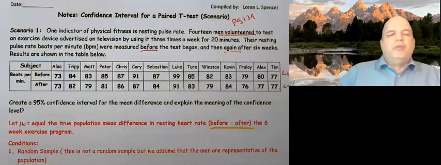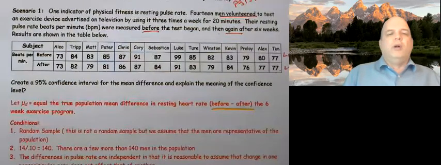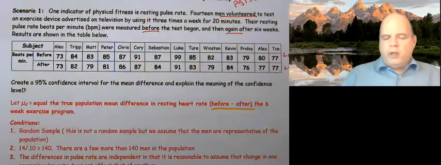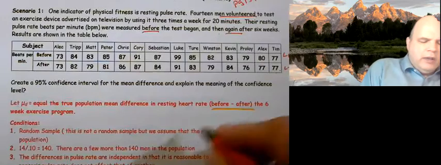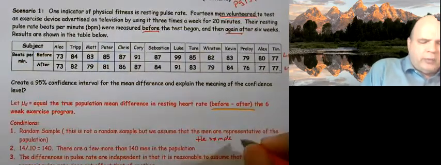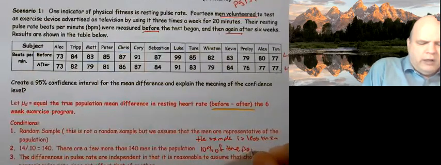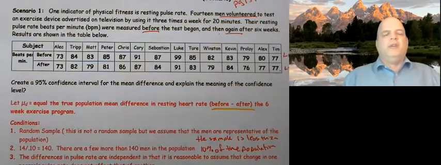Our sample size was 14. 14 divided by 0.10 is 140. There are a few more than 140 in the population, so the sample must be less. In this case, the sample is less than 10% of the population. Once again, I did these same conditions in the previous videos.